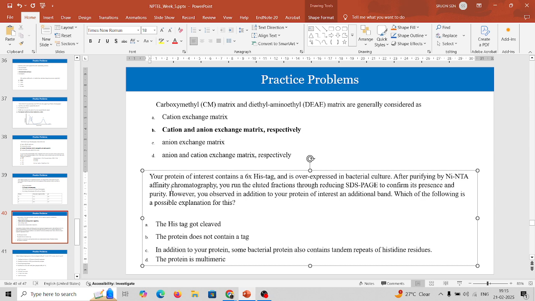Your protein of interest contains a 6x histag and is overexpressed in bacterial culture. After purifying by nickel-NTA affinity chromatography, you run the eluted fractions through SDS-PAGE to confirm its presence and purity. However, you observe, in addition to the protein of interest, an additional band. Which of the following explanations for this is true? The histag got cleaved, the protein does not contain a tag, some bacterial protein contains tandem repeats of histidine, or a protein is multimeric.